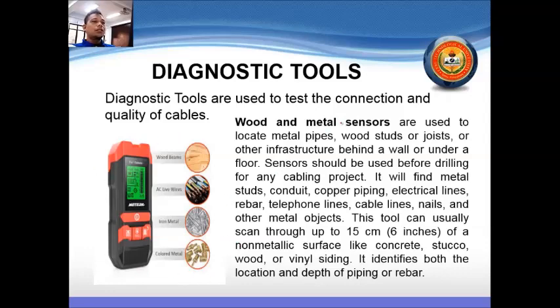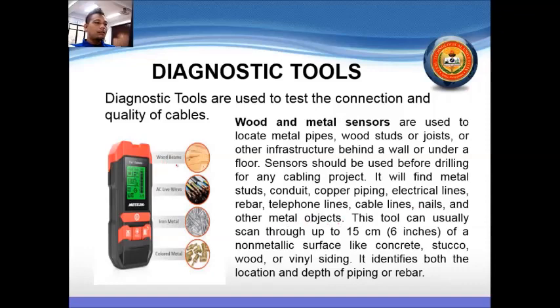Wood and metal sensors are used to locate metal pipes, wood studs or joists, or other infrastructure behind a wall, under, or under the floor. Sensors should be used before drilling for any cabling project. It will find metal studs, conduit, copper piping, electrical lines, rebar, telephone lines, cable lines, nails, and other metal objects.